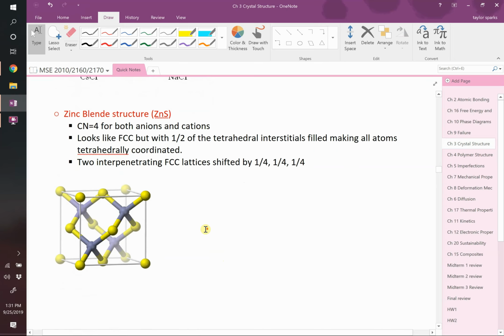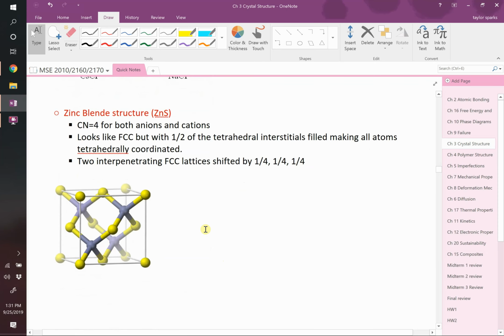The next structure you should know is called zinc blende. This is the one that I brought to class the other day, zinc blende, also known as the diamond structure. The difference between this and diamond is that if this were diamond, the yellow and the gray would be the same thing. In this case, they're not, so it has its own name. It's called zinc blende, because that's the name of the mineral for zinc sulfide. Zinc sulfide, when you dig it out of the ground, somebody named it zinc blende. It wasn't me, don't blame me. But it forms in this structure.